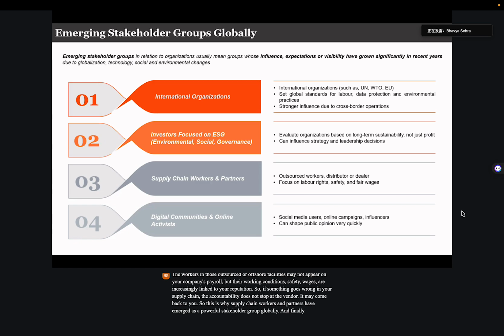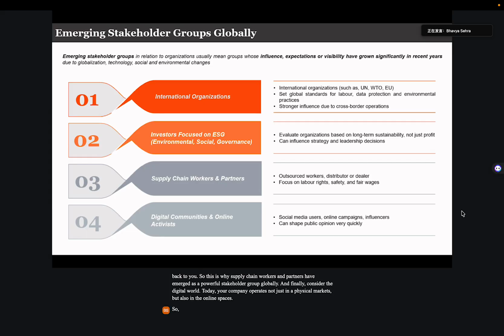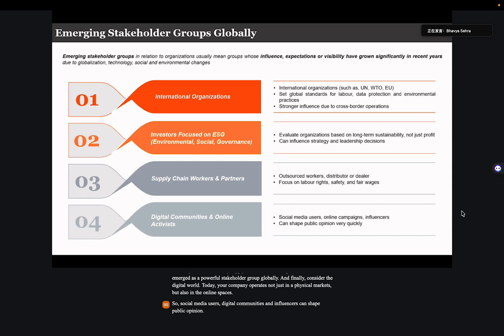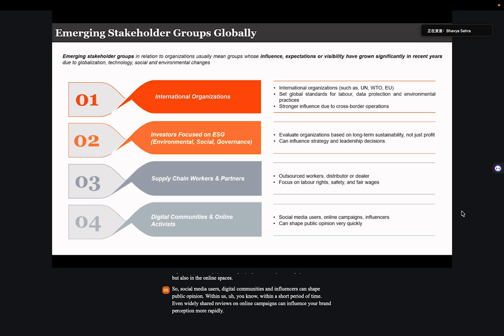And finally, consider the digital world. Today, your company operates not just in physical markets, but also in online spaces. Social media users, digital communities, and influencers can shape public opinion within a short period of time. Even widely shared reviews or online campaigns can influence your brand perception more rapidly than many traditional channels do. These digital communities may not have formal authority, but they do have visibility, voice, and speed, which makes them extremely powerful stakeholders.